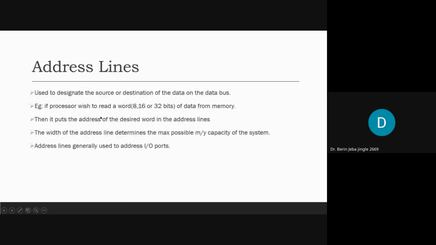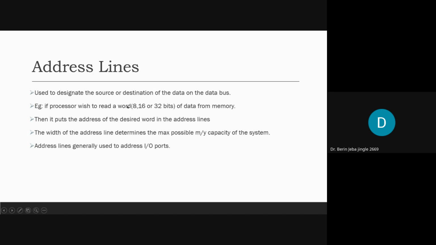Next is the address line. The address line is used to designate the source or destination of the data. It carries the source or destination address of the data on the data bus. If the processor wishes to read a word of 8, 16, or 32 bits of data from memory, then it puts the address of the desired word on the address line.